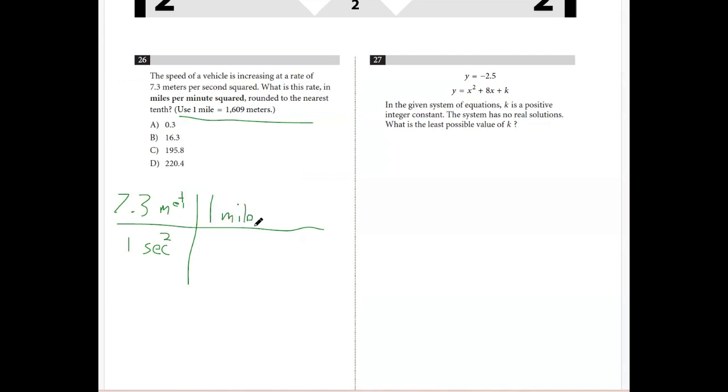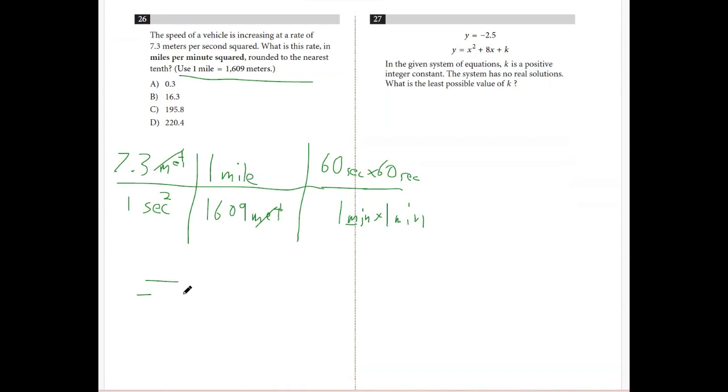1 mile is equal to 1609 meters. So the meters unit cancel out. Now, since this is second squared, I have a second squared here, so I need to multiply this twice. Obviously, this is going to be 1 minute, like this. And if you multiply everything at the top and divide everything by the bottom, you get something like 16.33. So B as in boy is the correct answer.